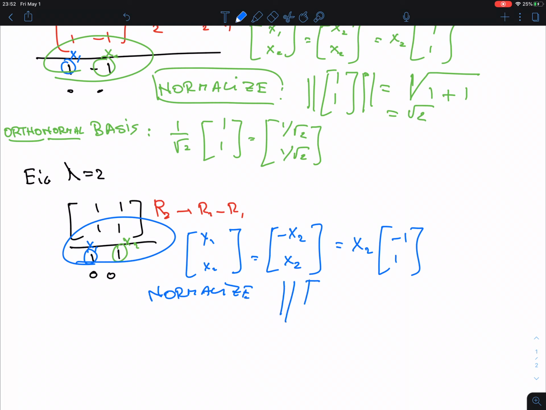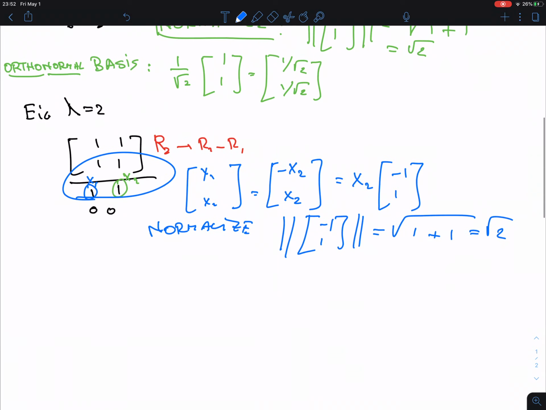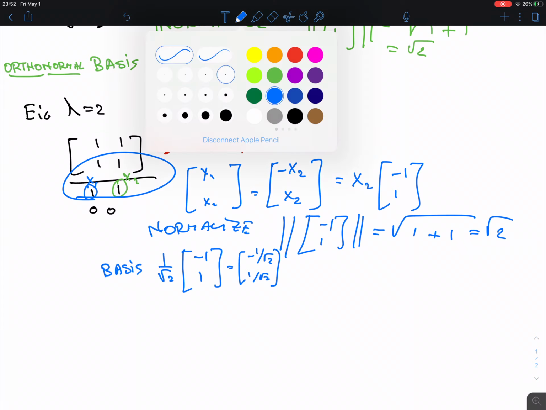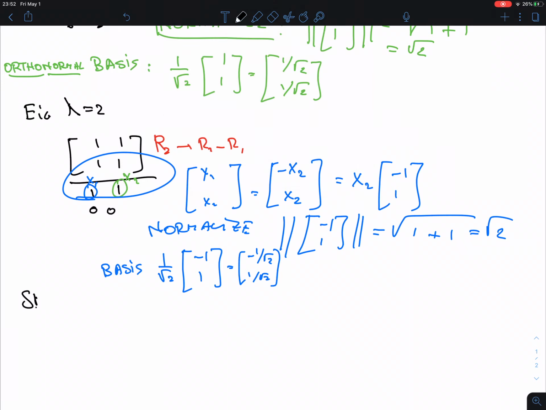So we have to take the norm of this vector, which is the square of minus 1, that's just 1. Square of 1 is 1, so again radical 2. That they are the same is sometimes a coincidence, so we don't read too much into it. And so the basis that I consider now is 1 over radical 2 times minus 1, 1. Or if I want to write it all in one single column, is this. Okay, so step 3, we are done.